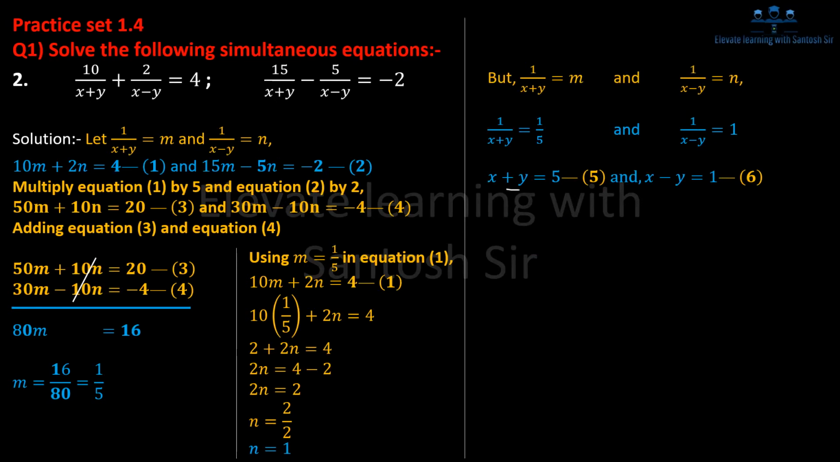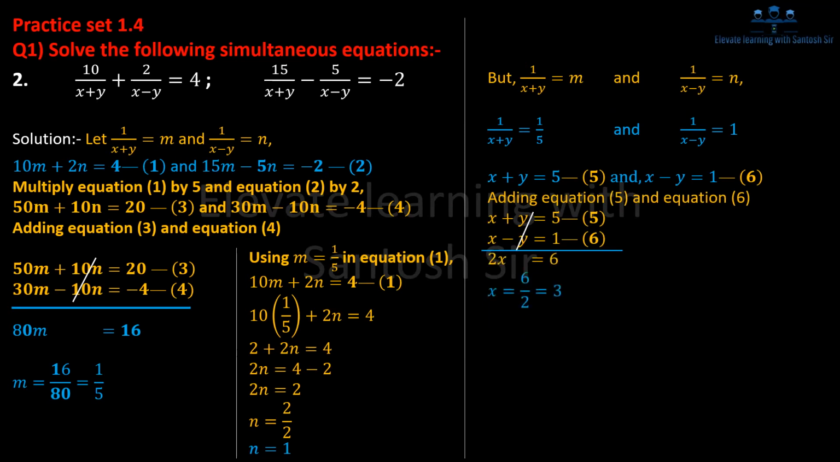We see that plus y is present in equation 5 and minus y is present in equation 6. We can simply add these two equations. In this condition, plus y and minus y will get cancelled. We will get 2x is equal to 6, which follows x is equal to 3.